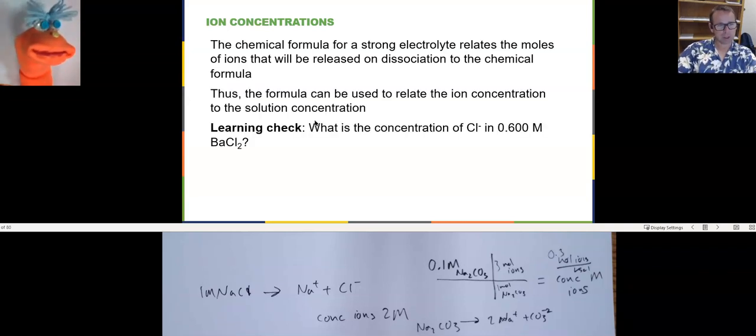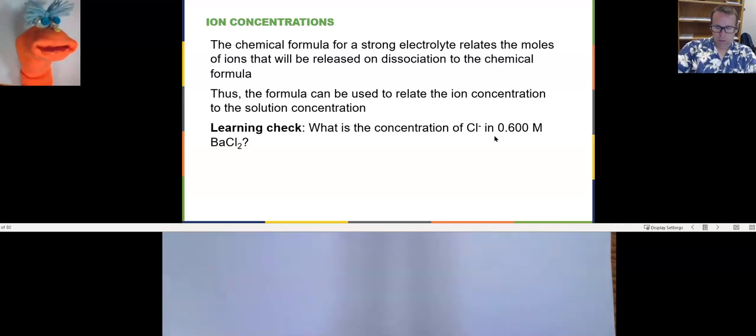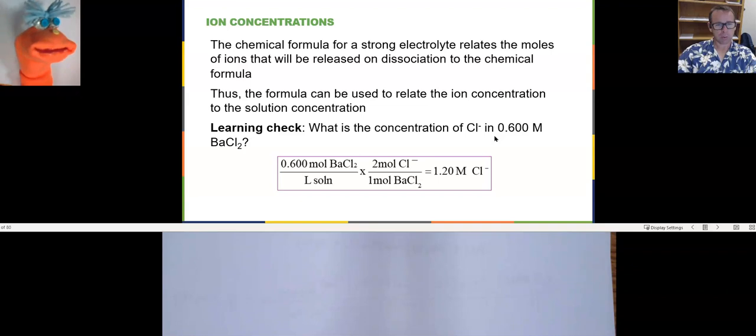Ions just multiplies the concentration by how many ions would result when it dissociates. That's right. Very good. So if I have a 0.6 molar barium chloride, what's the concentration of the chloride ion? Oh, just the chloride ion? Yeah, sometimes they'll just ask for one of the ions, sometimes they ask total ions. But here, what would the concentration of the chloride ion be? Twice as much, 1.2 molar. Very good, 1.2 molar.